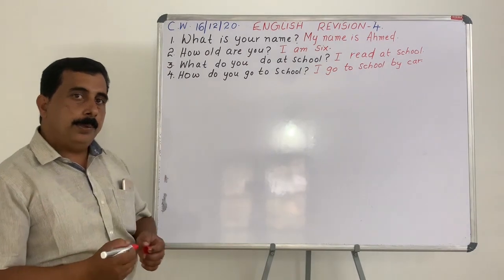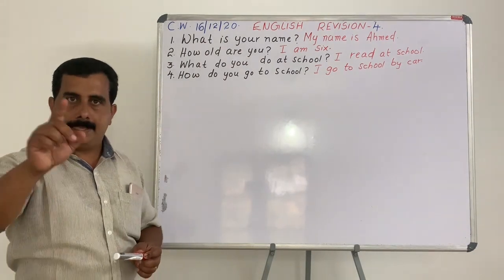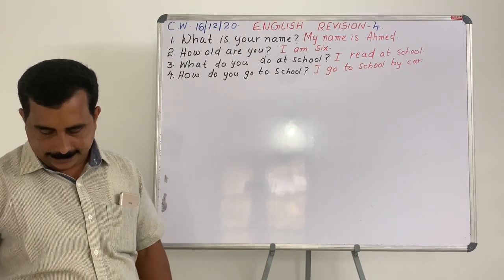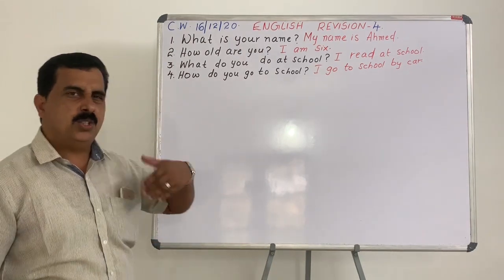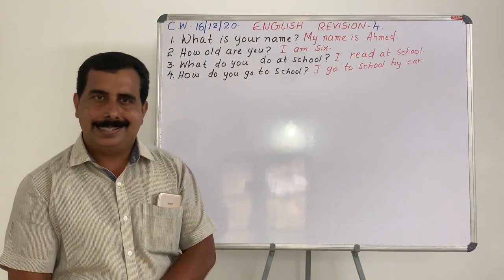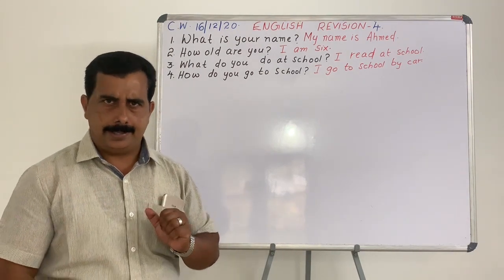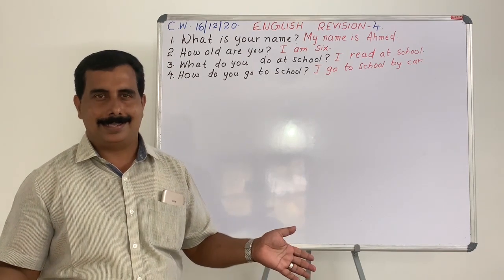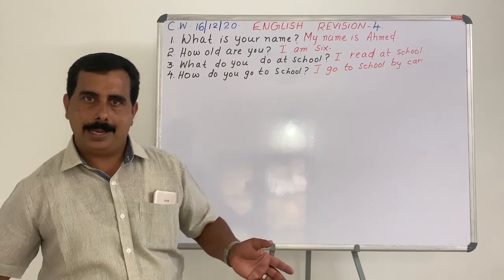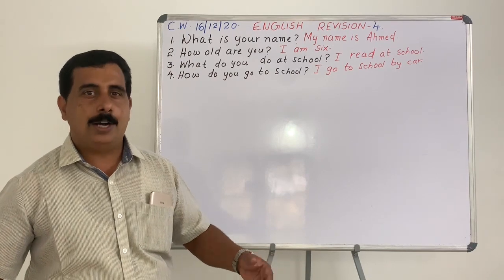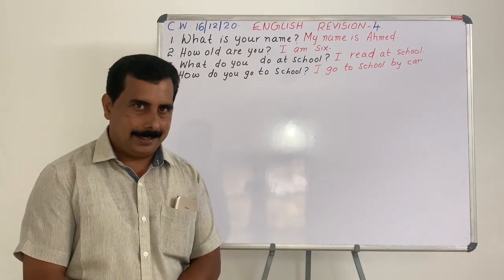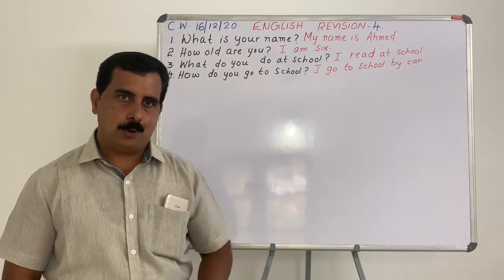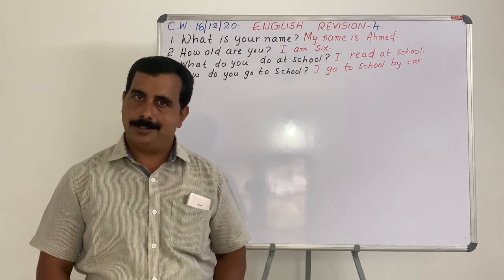Okay, if you go to school by bus, you can write bus. Do you know the spelling of bus? B-U-S. Okay, these are the four normal types of questions. Because it is the initial lesson, the beginning stage, normally we ask such questions. What's your name? How old are you? How do you go to school? What do you do at school? Am I right? Have you met these questions in your textbook? Yes, and in the activity book also, you met the same questions.